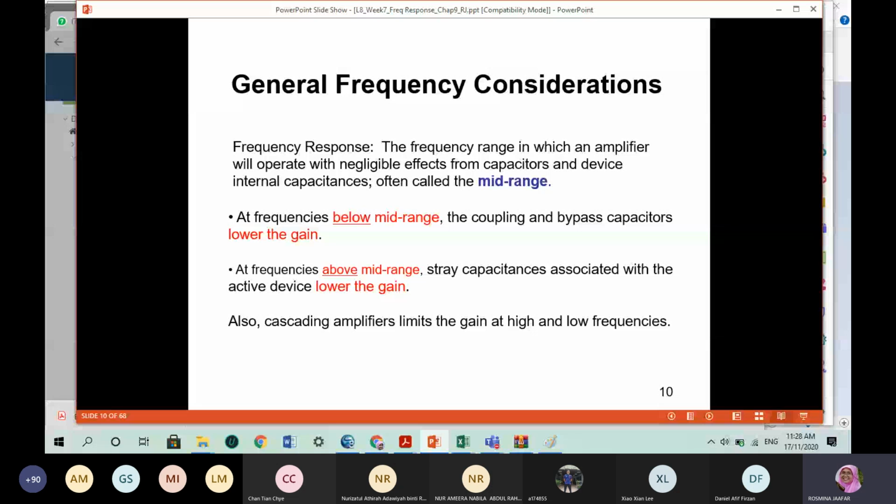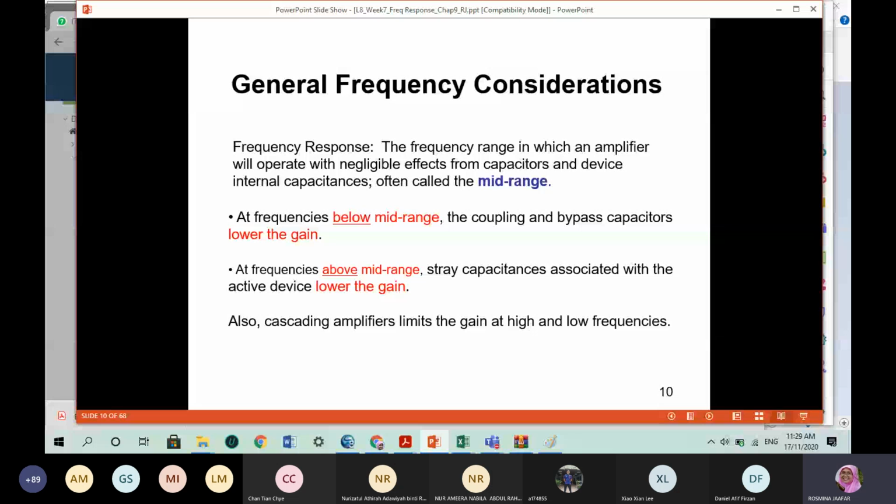Okay. At frequencies above the mid-range, stray capacitance associated with the other device can also lower the gain. So only at the mid-range do you have the optimum performance. Okay, so cascading amplifiers can limit the gain at high and low frequency. So if you cascade too many sections of the circuit, it is not good either. So the cascading should be only for a certain range.